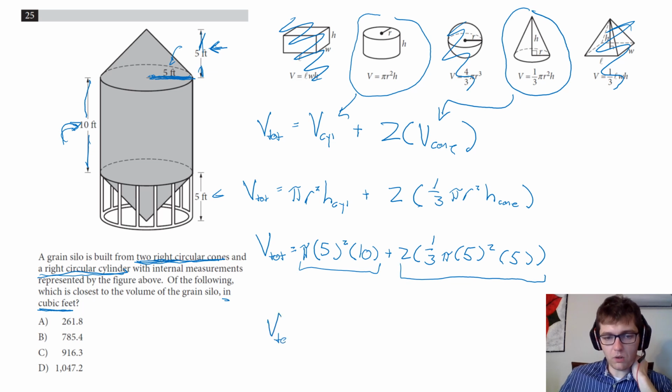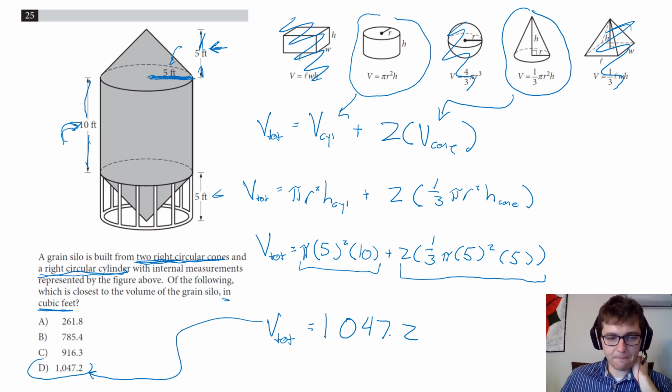So volume total, what you get spit out is 1,047.2 feet cubed. That is available as answer choice D.